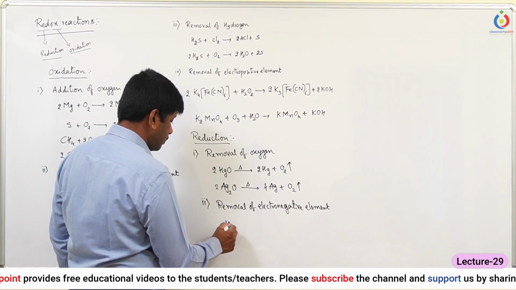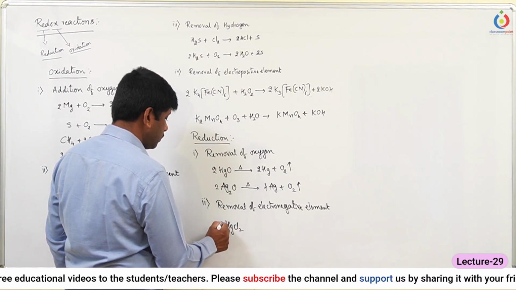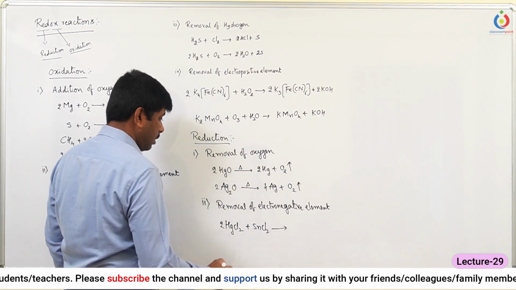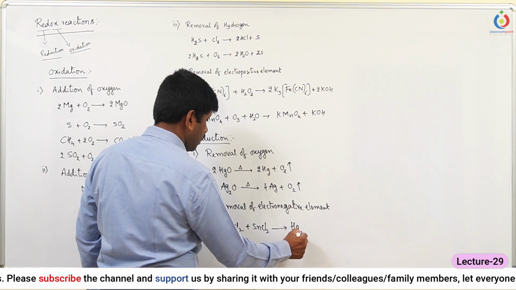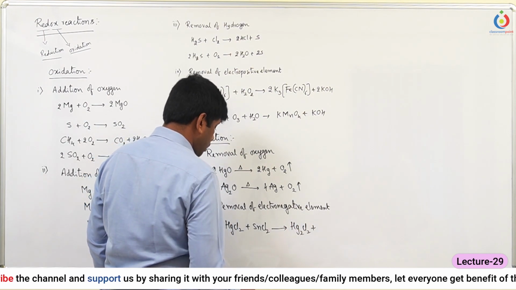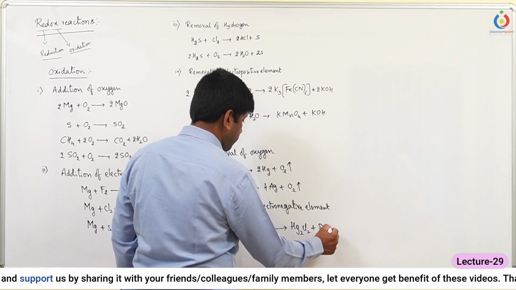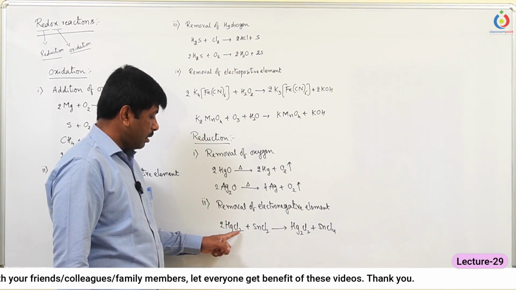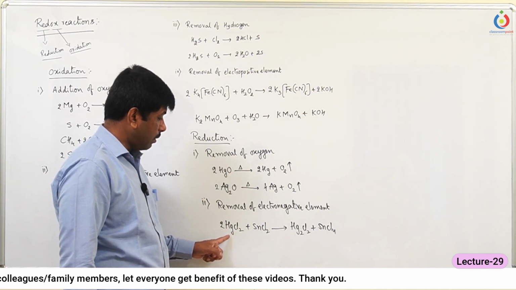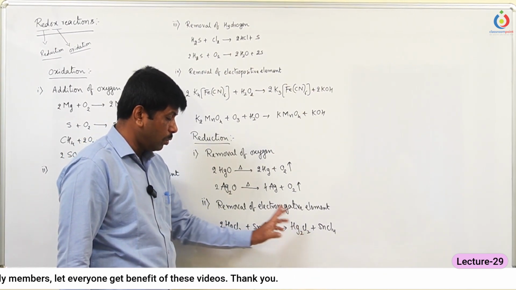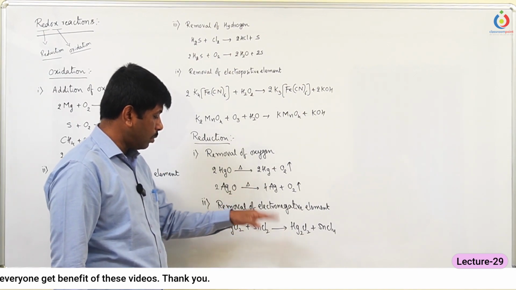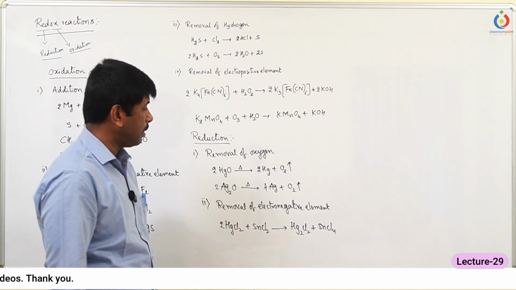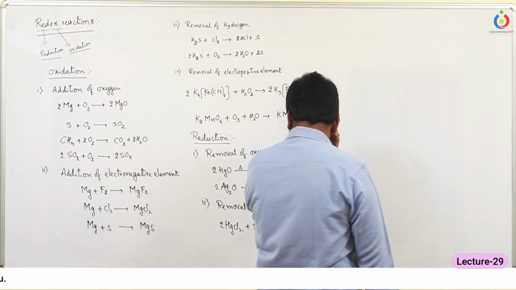Let us take HgCl2 added with SnCl2, stannous chloride, which gives Hg2Cl2 plus SnCl4. From mercuric chloride, there are 2 chlorines with every mercuric ion, but now here 2 chlorines are with 2 mercurous ions. So 2 chlorines are removed in the form of SnCl4. Removal of the electronegative element is known as a reduction reaction.